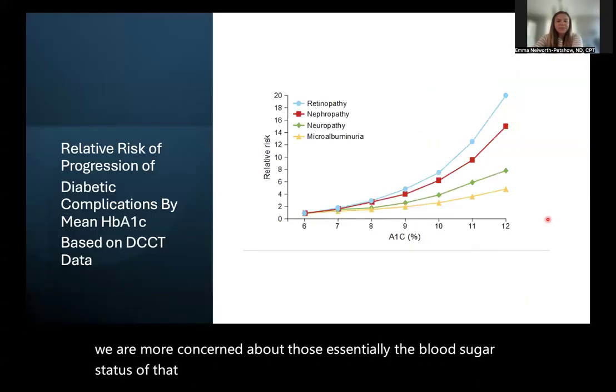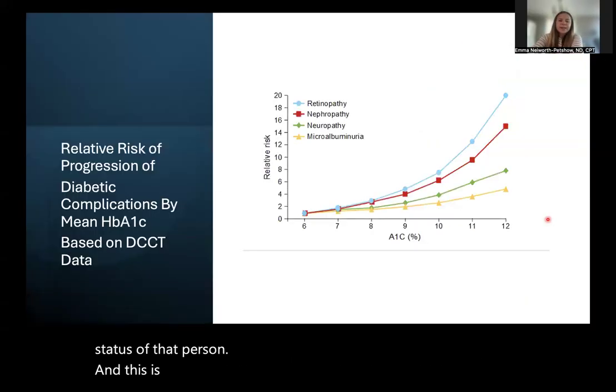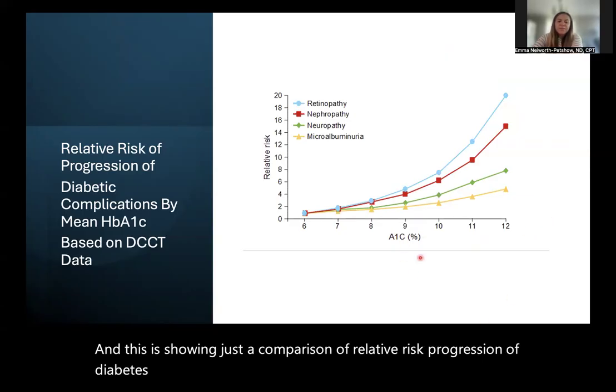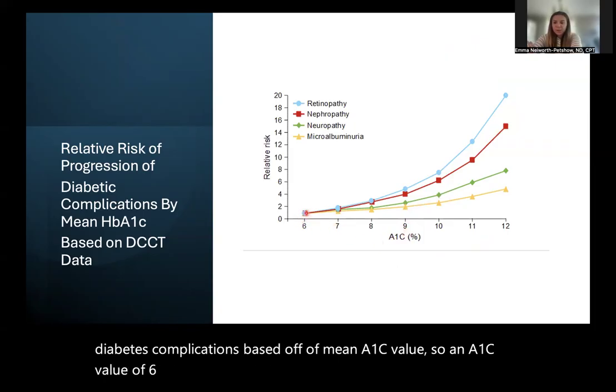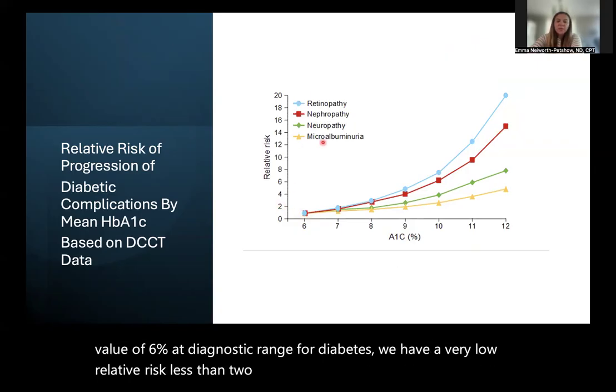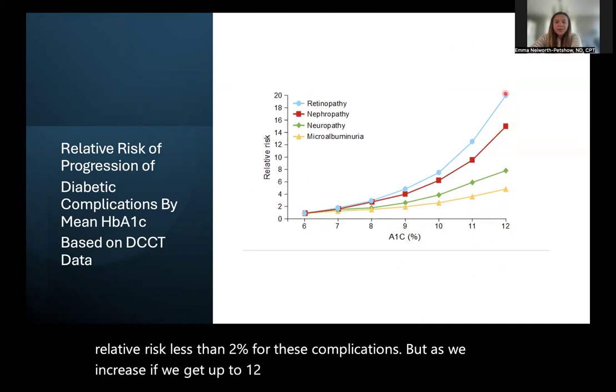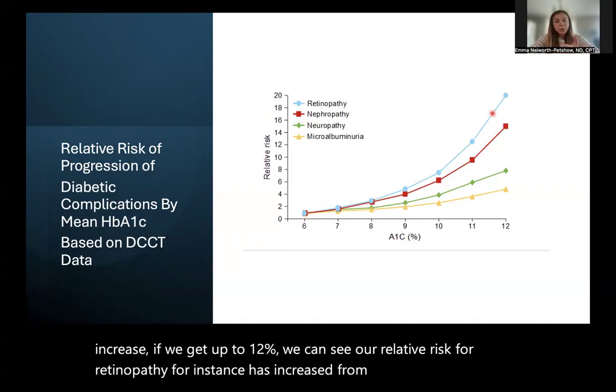of that person. And this is showing just a comparison of relative risk progression of diabetes complications based off of mean A1C value. So an A1C value of 6%, at diagnostic range for diabetes, we have a very low relative risk, less than 2% for these complications. But as we increase, if we get up to 12%, we can see our relative risk for retinopathy, for instance, has increased from 1% to 20%.